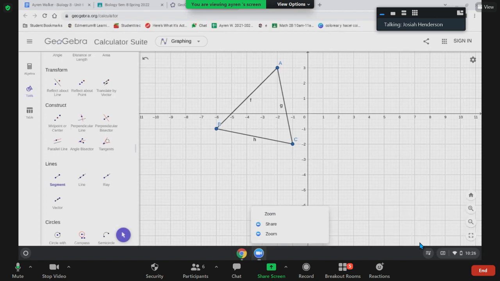Now, Aaron, your next step after making your triangle is to use the angle bisector tool on the left. Do you see that one? Angle bisector.